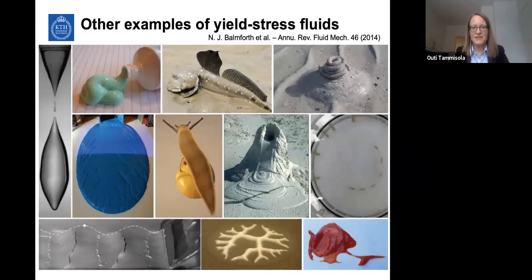And of course, as I said, there are many different examples. One of them here on the left is carbopol. You see a droplet breakup of carbopol, which looks quite different from, for instance, water. And carbopol is a typical lab fluid because it is transparent, so it is easy to make measurements on.